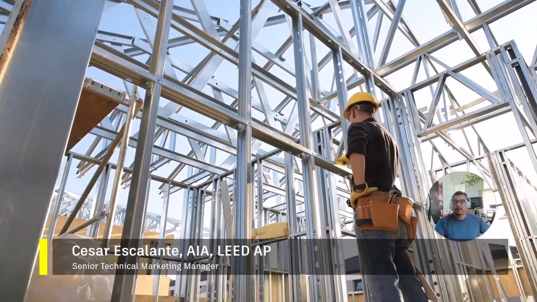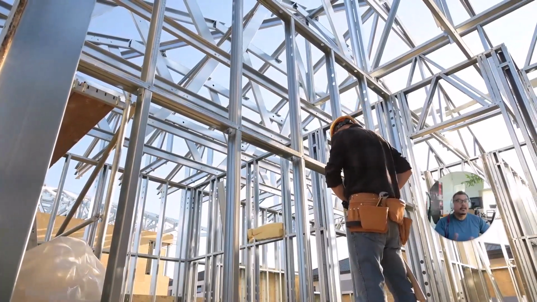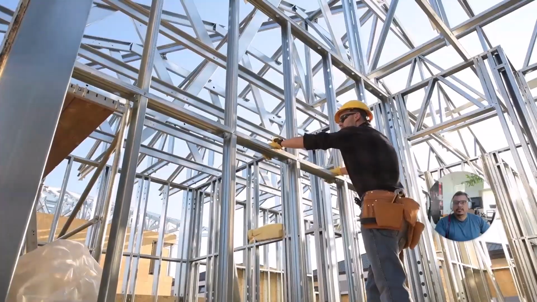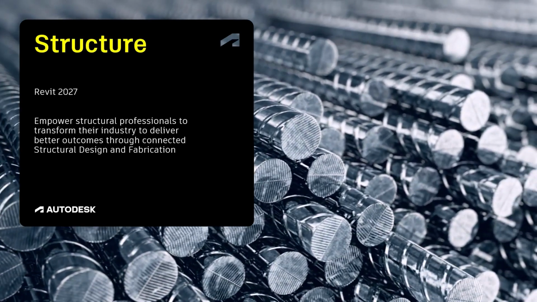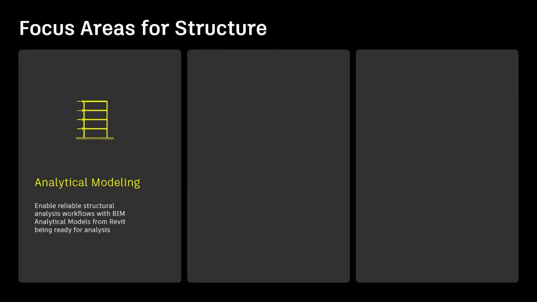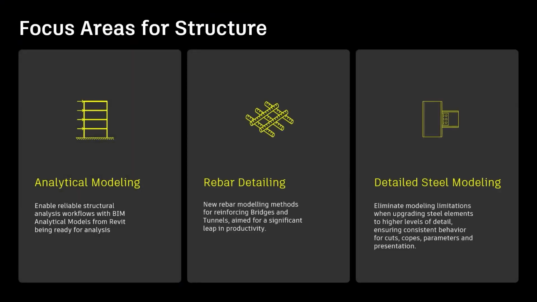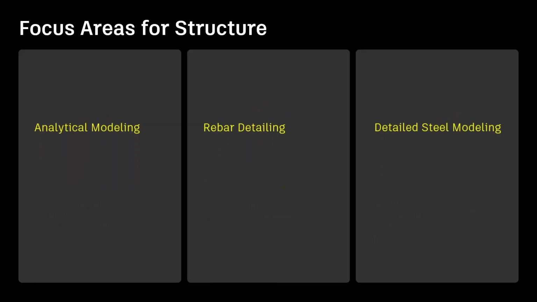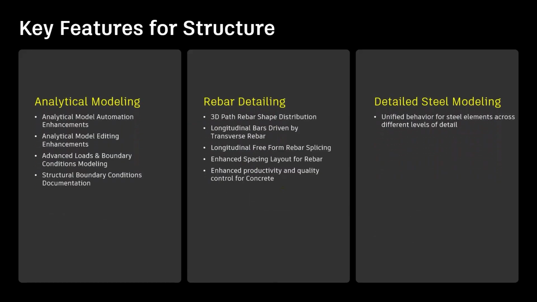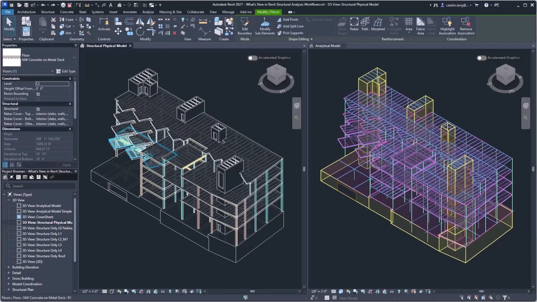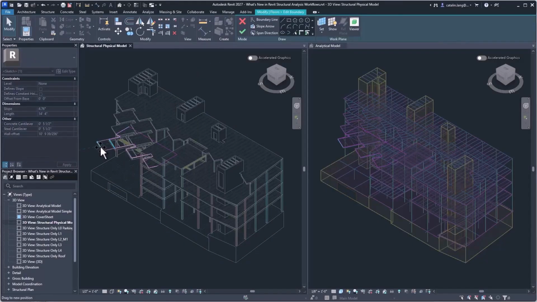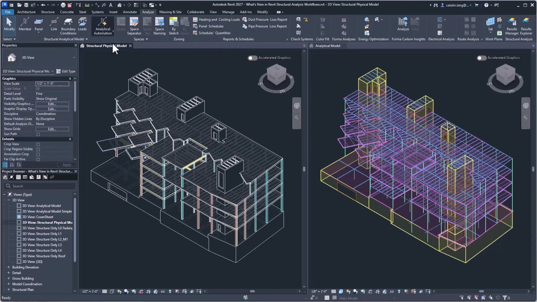Structural teams are under increasing pressure to maintain alignment between design intent, performance, and detailing as projects evolve in complexity. Revit 2027 for structure addresses this challenge by strengthening continuity across modeling, analysis, and detailing workflows. Focused on analytical modeling, rebar detailing, and detailed steel modeling, this release connects physical modeling to structural performance and fabrication precision. Let's begin with analytical modeling, where improvements strengthen the connection between physical modeling and structural performance.